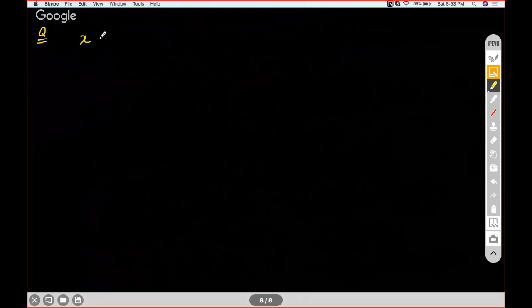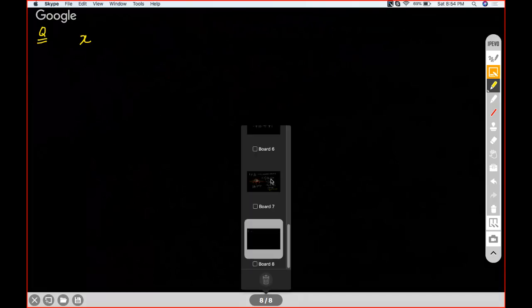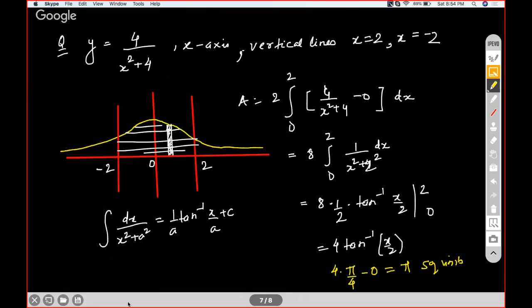Wait, could you go to the previous slide? Yeah, sure. So the integral of dx by x square plus a square is 1 by a tan inverse x by a. Is that fine now? Yeah.